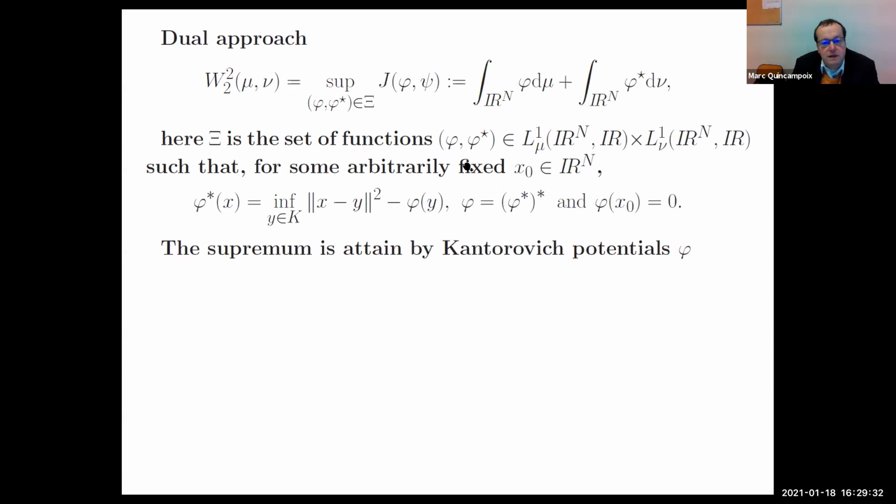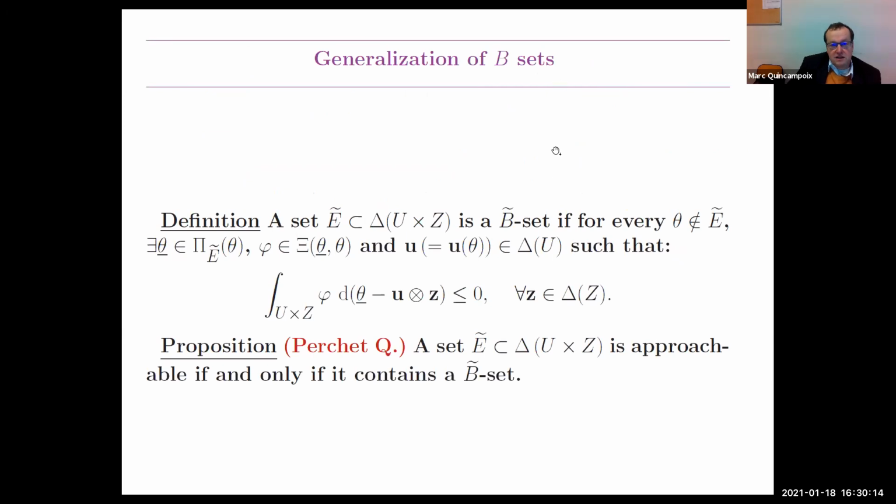Xi is a set of pairs phi, phi conjugate, phi and its conjugate, which are L1, integrable with respect to mu and with respect to nu. And when this supremum is attained, we call phi a Kantorovich potential. So again it is a potential, but this is for optimal transport. So this is only 2 slides of basic facts of optimal transport. So now I can define in this abstract game gamma tilde what is the best.